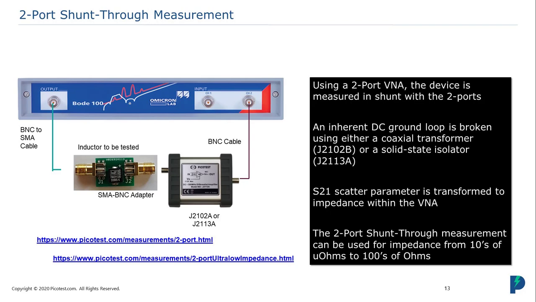Another frequency domain technique is called the 2-port shunt-through, and the device that we're measuring is mounted in shunt, just like it was with the other modulator. The VNA provides a 50 ohm source output that gets injected directly across the inductor that we're measuring, and then we measure the voltage across the inductor on channel 2, which is also 50 ohms. There is also a DC ground loop in this measurement, so we need to isolate that. Here we would recommend either the J2102A or better the J2113A. And if you're interested in more details of that ground loop, I provided 2 links here that show it.